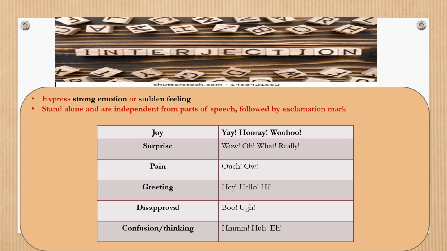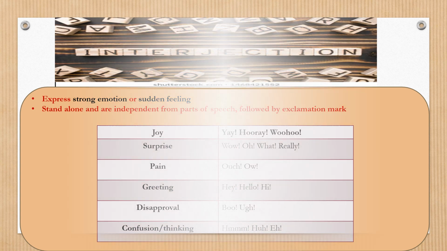The last part of speech is interjections. These are words that express strong emotions or sudden feelings, like yay, ouch, or wow. They usually stand alone and are followed by an exclamation mark. Interjections can show joy, surprise, pain, greetings, disapproval, confusion, or thinking, as shown in the examples below. They are not grammatically linked to the sentence, but help express how we feel.